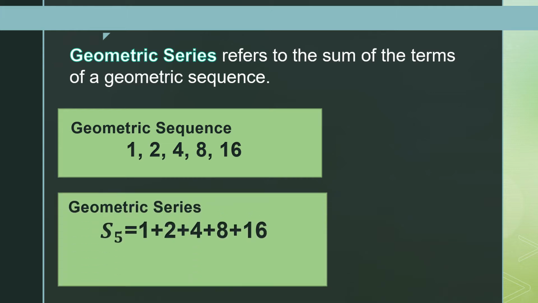ay S of 5 is equal to 1 plus 2 plus 4 plus 8 plus 16. Ibig sabihin ng S of 5, kinukuha natin ang sum ng first 5 terms ng ating geometric sequence. Ngayon, kung i-add natin, ang ating S of 5 ay equal sa 31.